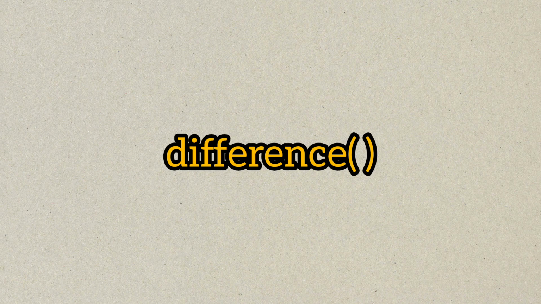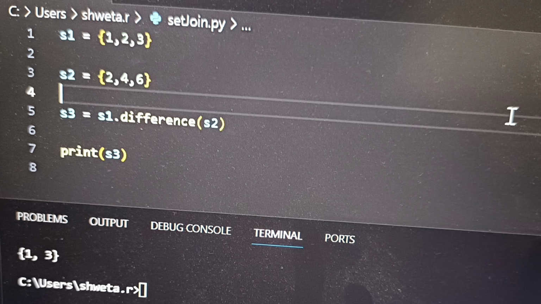Next method is difference. This method returns a new set that will contain only the items from the first set that are not present in the other set. For example, here we are taking the difference of S1 and S2. So we are getting the output as 1 and 3, which are present in the first set. Other than the difference function, we have the minus operator to perform this action.